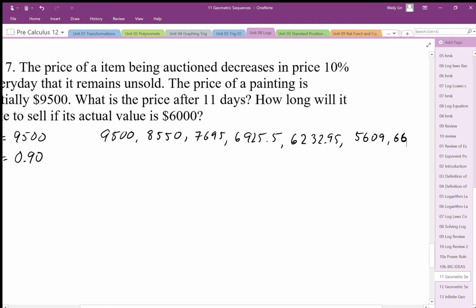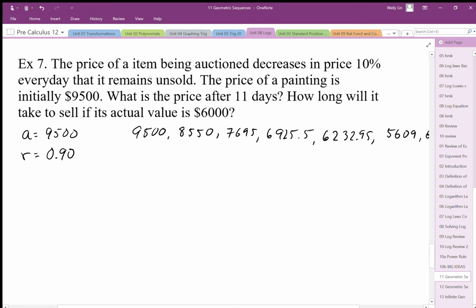Okay. Now we can solve this. This is solving for n, so we can actually still solve this. We could use logs to solve this. We need to set up the general equation. So Tn equals 9,500 times 0.9 to the n minus 1. I know my end value is 6,000. And then I can use my logs to solve this.